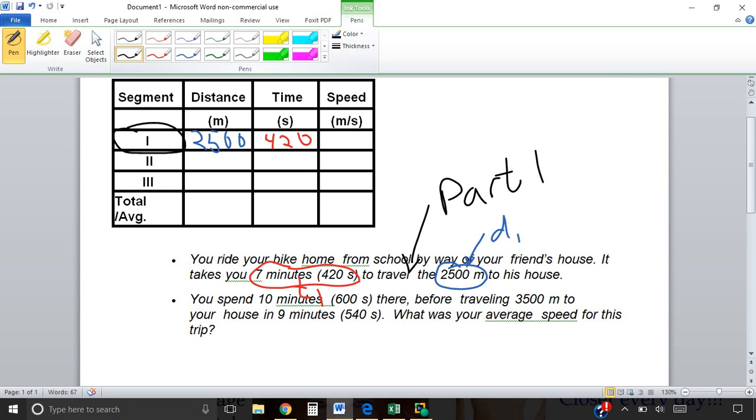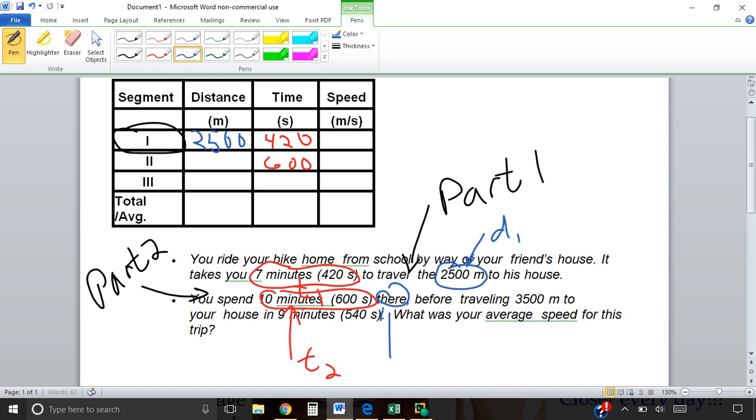You spend 10 minutes there at your friend's house before you move on, so that makes this part 2 of our journey. You spent 10 minutes there. That makes that T with subscript 2, or 600 seconds. We'll put that right here. And you didn't go anywhere, which means this is a 0. You didn't travel at all.